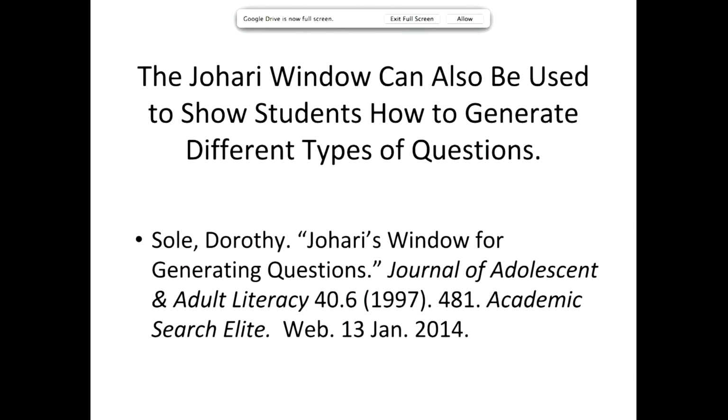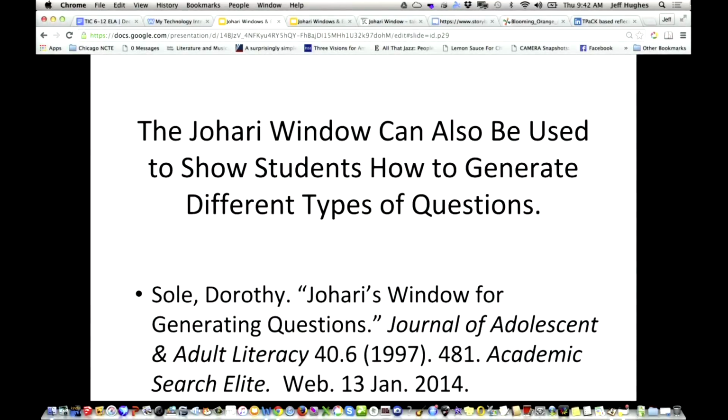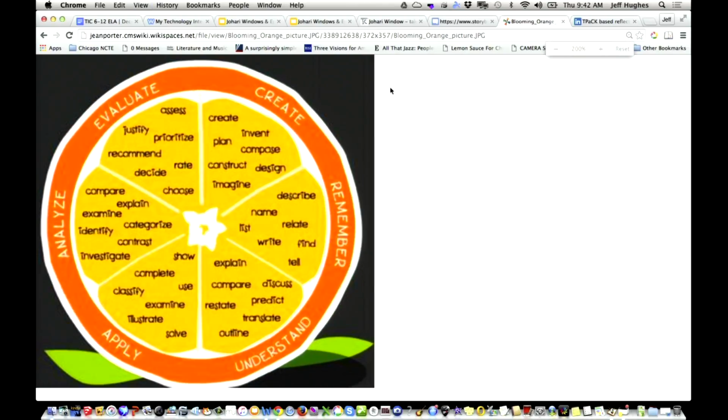Johari Windows can also be used to show students how to generate different types of questions. This is important because I've been considering the Blooming Orange. You may have seen this before, but it's a way of thinking about Bloom's taxonomy. With Bloom's taxonomy, we start with the lower levels: remember, understand, and apply. Then we move up to analyze, evaluate, and create. So it's like there's a line separating the higher and lower level cognitive processes here.